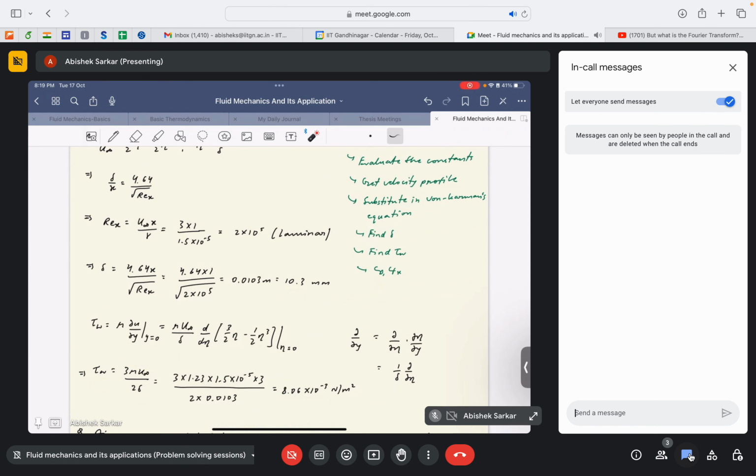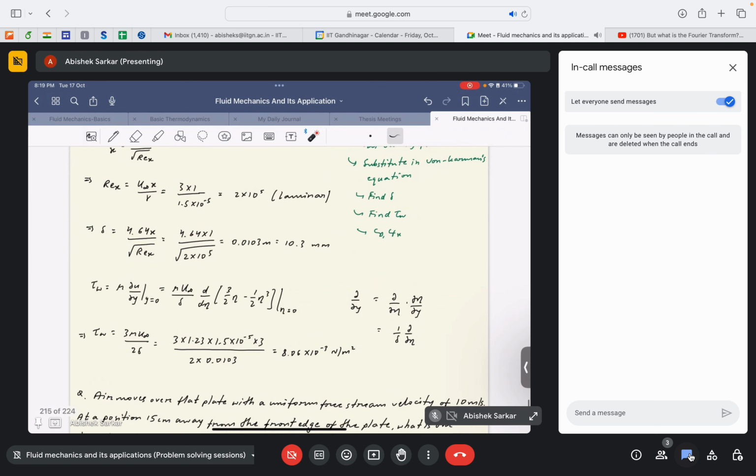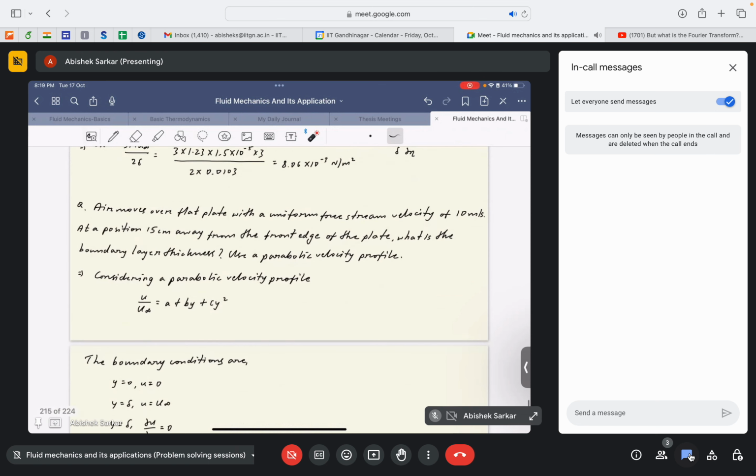Okay, again, I know you will not make a mistake, but still, before submitting the final solution, just look at the units of your expressions. Okay, then. So we again look at the next question.